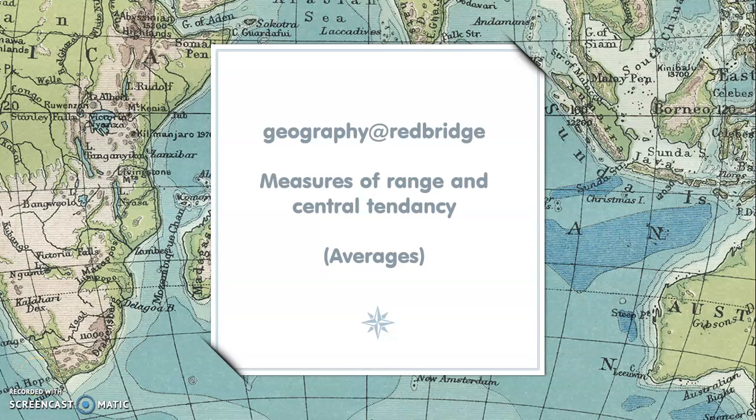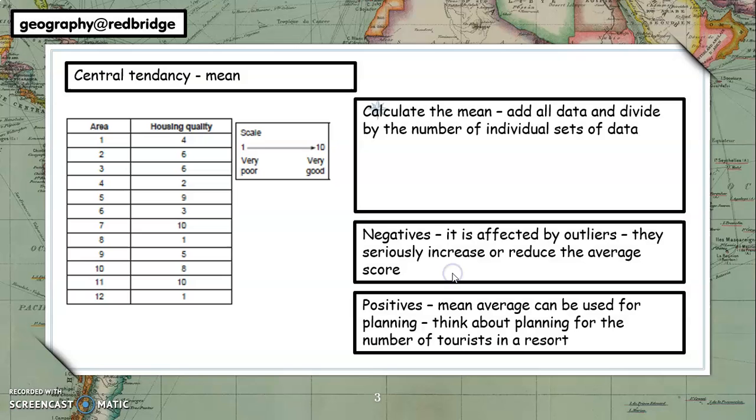Right, so in this little video clip, we're going to be looking at the first average, the most common one that we use with geography, and the one that was examined in 2018 and 19: the mean average. In this instance, we have referred to it as central tendency, as you can see here. They do use those words in the exam. Effectively, they mean the average, and the first one we are looking at here is the mean.